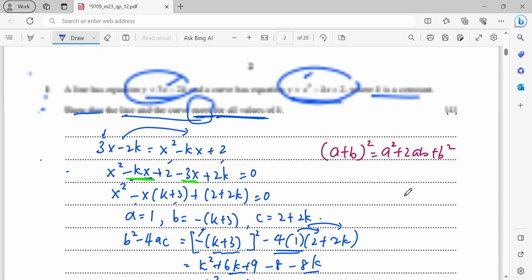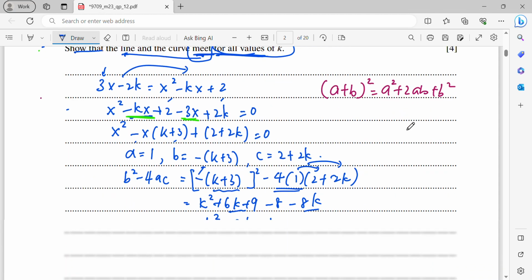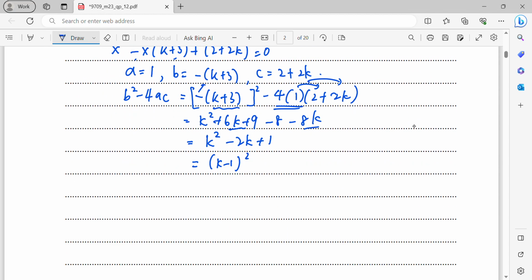Okay, and now we know that the line and curve meet for all values of k. All values of k means that k is a real number. And then we know that for this square of (k minus 1), it is always at least 0 for all k values. Okay, so when b squared minus 4ac is greater than 0, it means that you will have 2 roots. And when it is equal to 0, then you'll be getting 1 root.